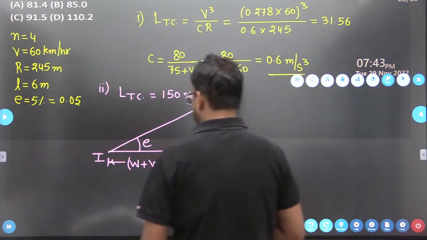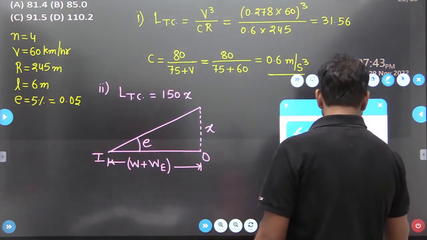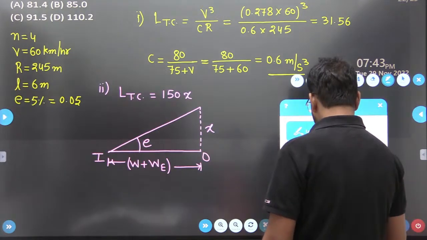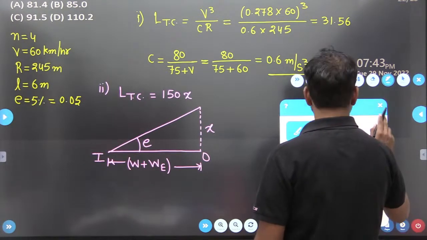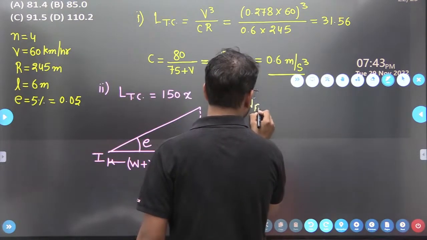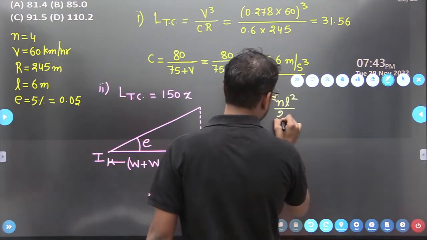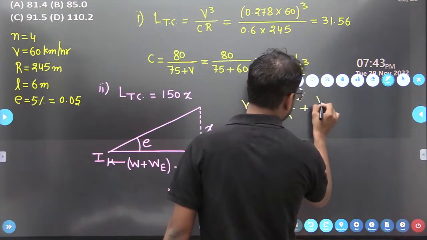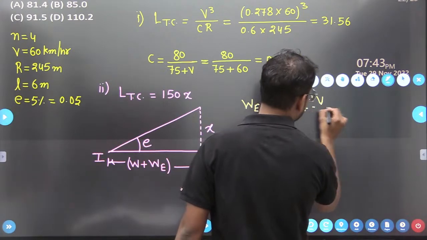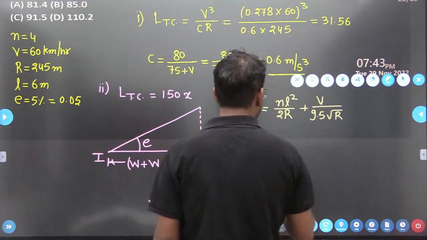What is the value of extra widening and what is the value of width of road? The first thing is that if I am interested to calculate extra widening, what is its value? Extra widening is mechanical plus psychological, that means n L squared divided by 2R plus V upon 9.5 under root R. This is the formula. Now you put the value.